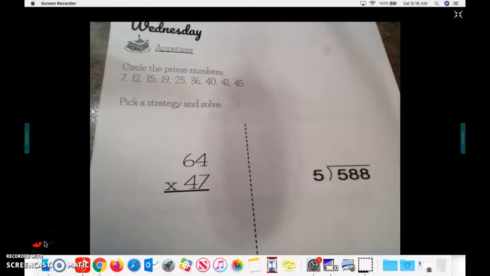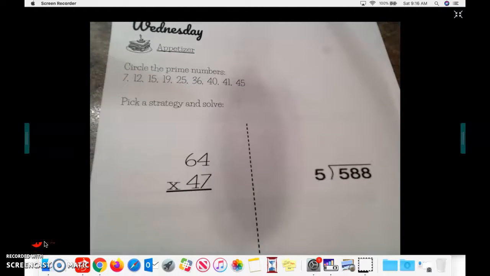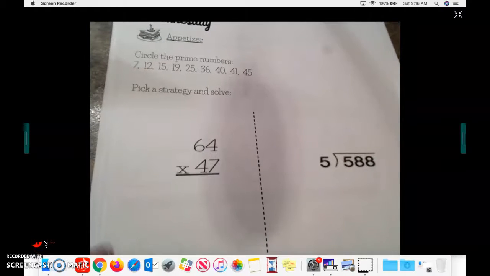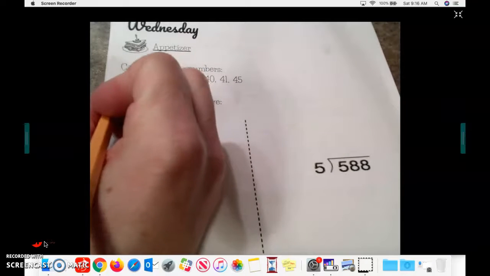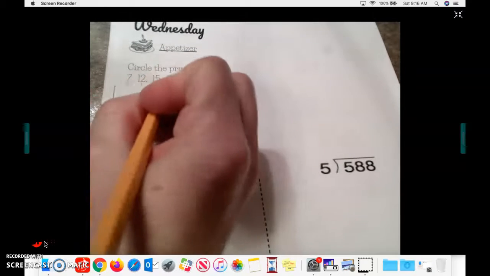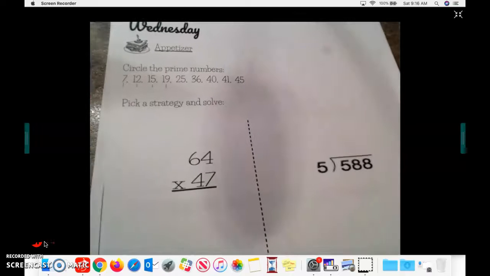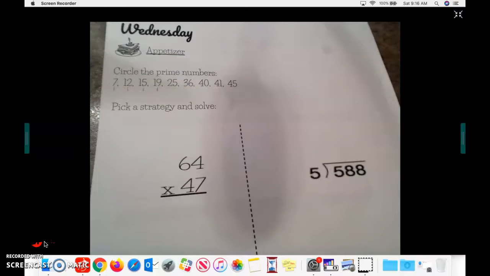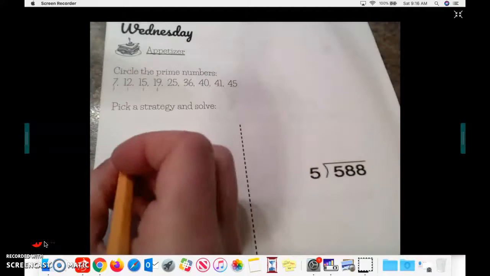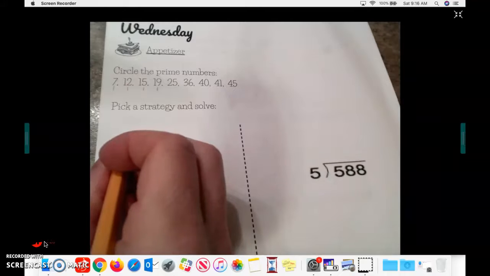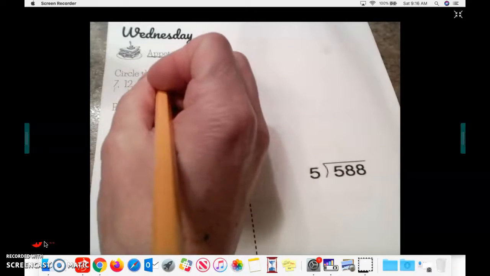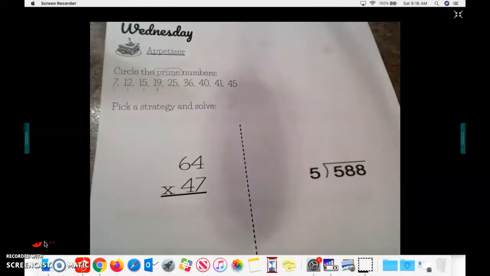All right, welcome to Wednesday's math menu. Again, the first thing that we're going to start with is circling prime numbers. And at this point in time, you should have some practice with identifying what factors there are to represent each of these numbers, and then deciding whether or not it only has one in itself, or if there are multiple factors, making it a composite number. In this case, we are looking for prime numbers.